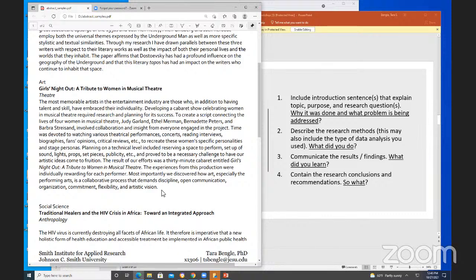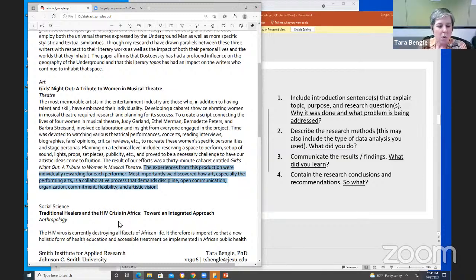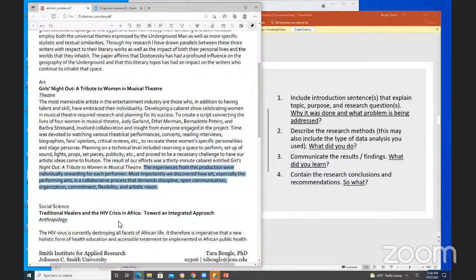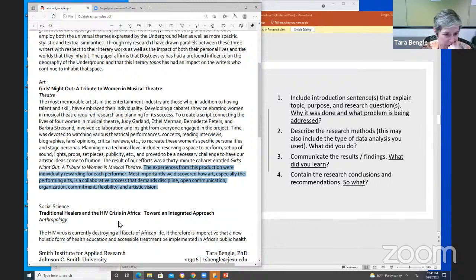Most importantly, we discovered how art, especially performing arts, is a collaborative process that demands discipline, open communication, organization, commitment, flexibility, and artistic vision. So I think, are you looking at this as being the overall purpose of the research, you think? Yes. Or do you think it might be what they learned from the research? Kind of the so what. There are some clues in here. So look at this, like we discovered.